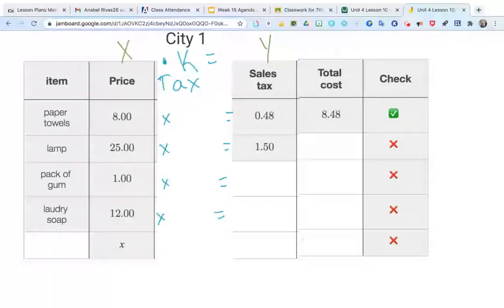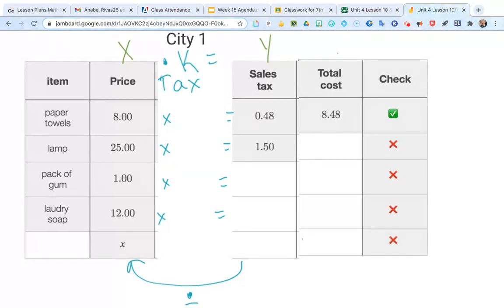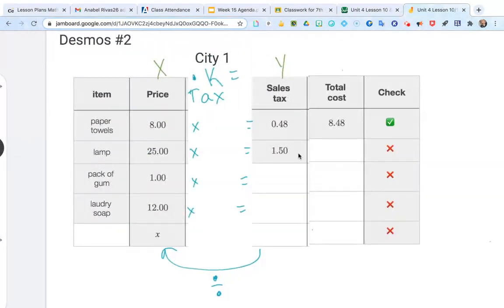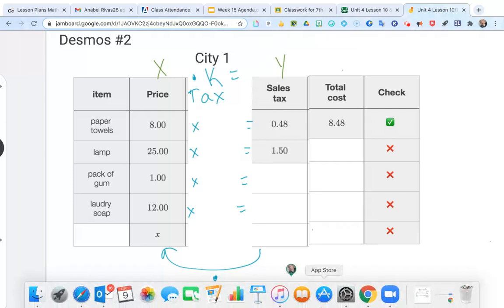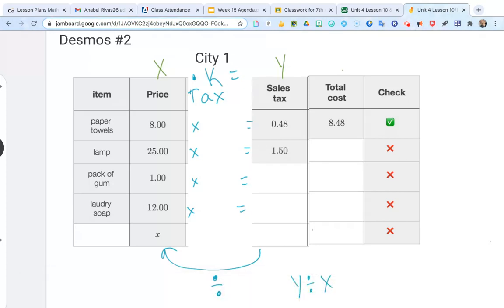And if I don't know, you guys told me that I can divide. So I can go backwards and divide. So if I'm ever stuck and I don't know what I'm multiplying by, I can always undo it with division. There you go. So I'm going to do y divided by x, or sales tax divided by price. So I'm going to take this number right here. I'm going to divide it by 8. So 0.48 divided by 8.